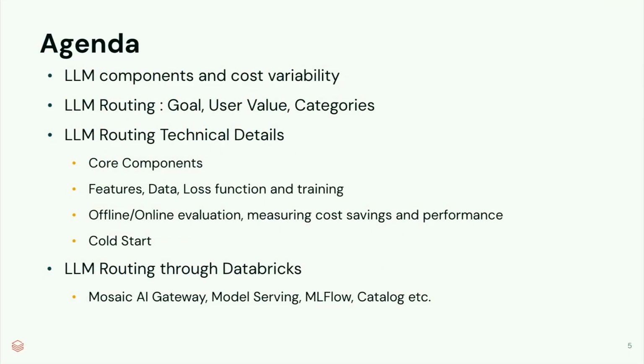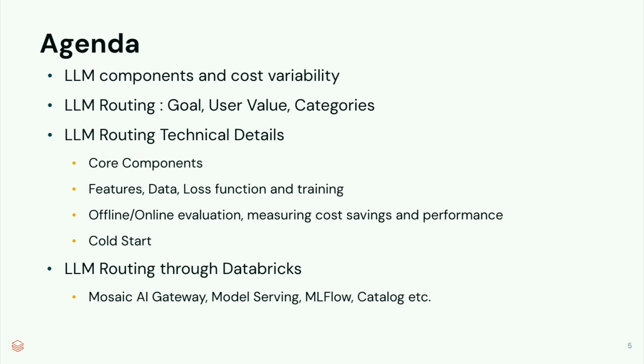The high-level talk would be in four sections. First, we will learn about the different LLM components related to cost, and how different LLM providers have cost variability. We will dive a little bit into Llama and the open source system. The second part of the talk would be understanding the different goals, user value, categories, and technical high-level details of LLM routing.